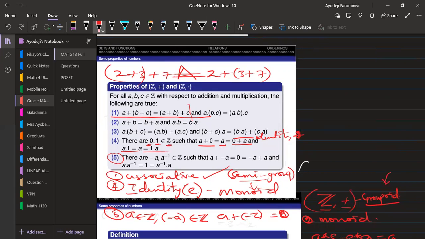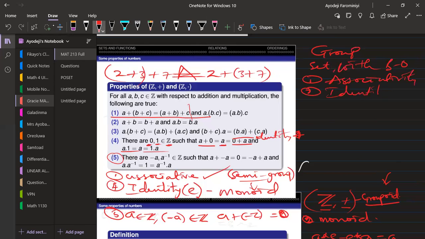So, what can we say about a group? A group is a set together with a binary operation, closure property satisfied, which satisfies the following properties: 1, associativity; 2, existence of identity; 3, existence of inverse. I think that's all. So if we have this, we have a group.